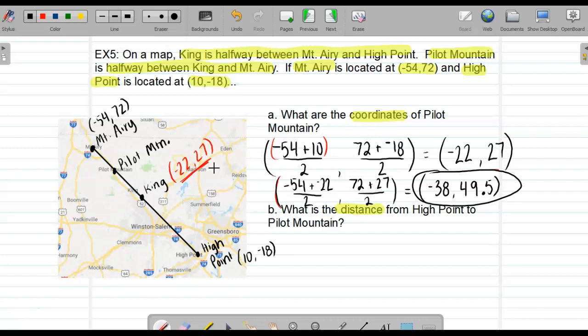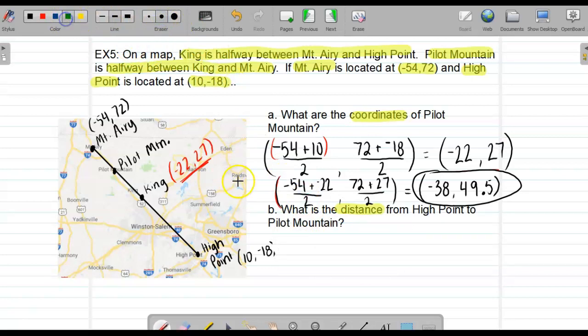Now we need to know the distance from High Point to Pilot Mountain. So distance, this is distance formula, or subtract your x's, subtract your y's, take the square root. So Hayden, help me out with this one. Which way do you want to solve? Do you want to use distance formula, or subtract x's, subtract y's to do Pythagorean theorem? Distance formula is that big d equals square root of x2. No, not that one. Okay. All right. So you want to subtract x's, subtract y's.